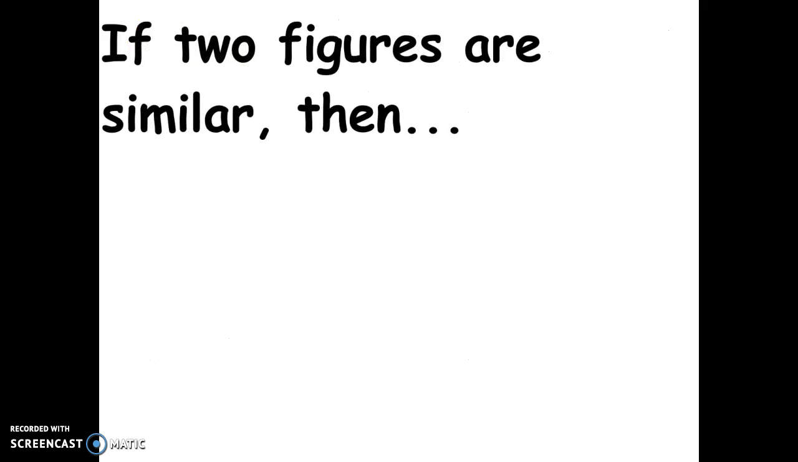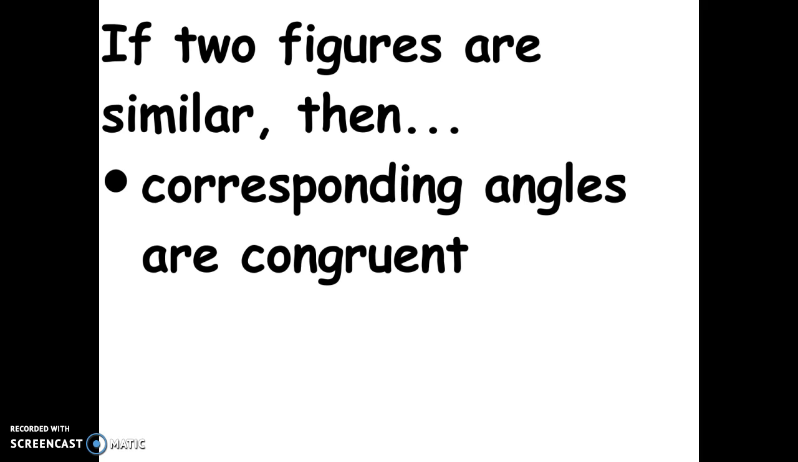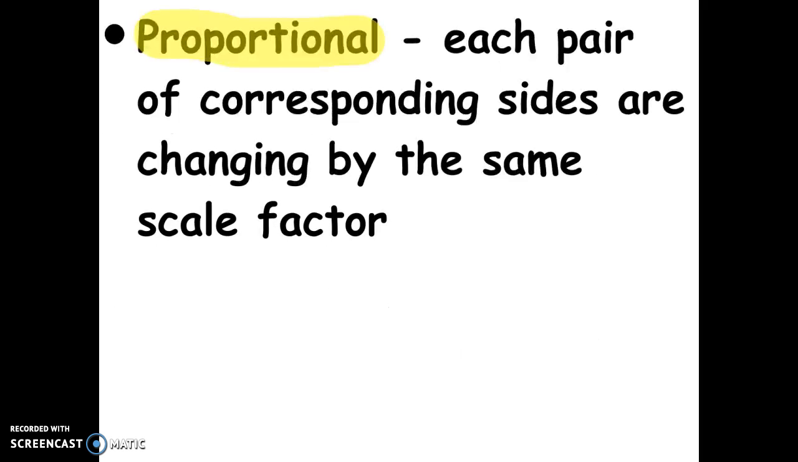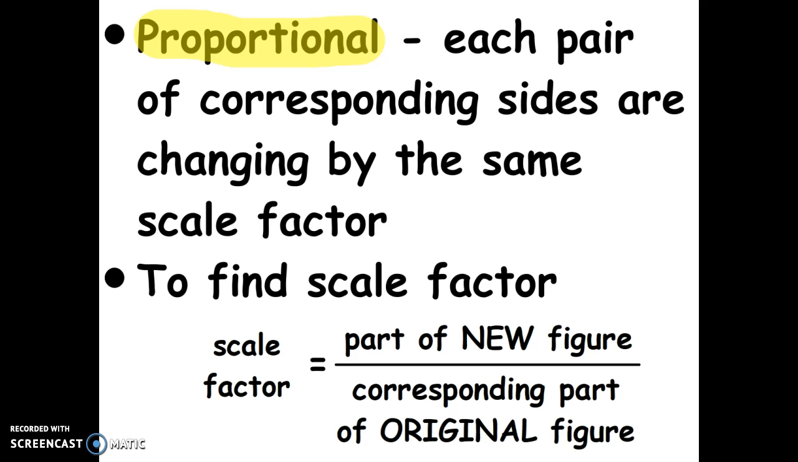If two figures are similar, then corresponding angles are congruent and corresponding sides are proportional. Proportional means that each pair of corresponding sides are changing by the same scale factor. And to find scale factor, we'll take the part of the new figure divided by the corresponding part of the original figure.